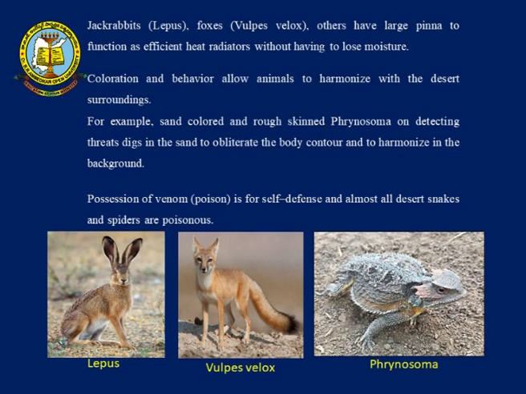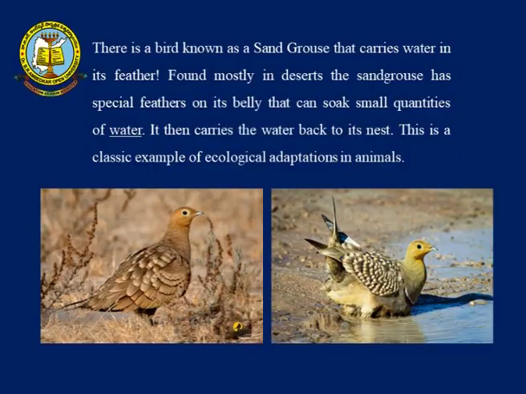Possession of venom is for self defense, and almost all desert snakes and spiders are poisonous. So, that is one way of protecting themselves. Now, there is one more bird called sand grouse that carries water in its feathers. How? Mostly in desert, the sand grouse has special feathers on its belly that can soak small quantities of water. It then carries it back to the nest, and this is a classic example of ecological adaptation in animals. So, the sand grouse are also found in the deserts.